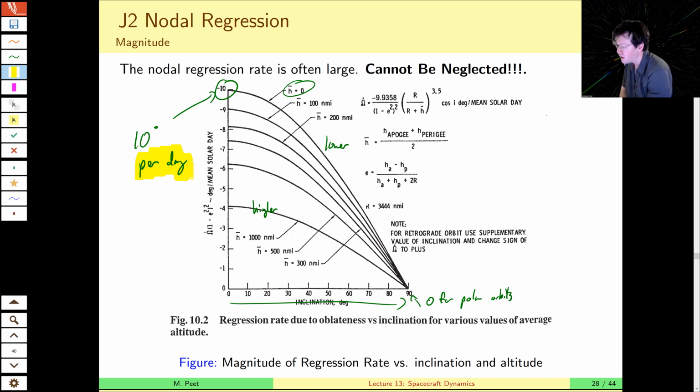Right? So do a couple orbits, your right ascension of ascending node has been changed by 10 degrees. Now, it can't be made 0 except if you are in a polar orbit. You can't get rid of it. Can't get rid of J2 nodal progression, right ascension nodes. So that means you can't have an orbit which is fixed in right ascension, which seems like it might be a problem, right?